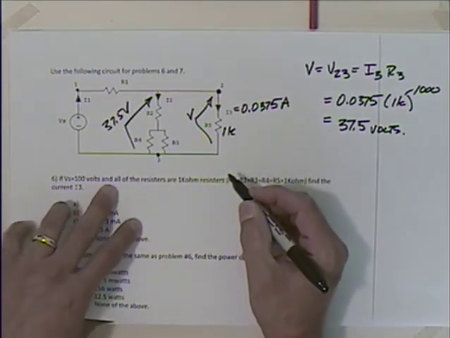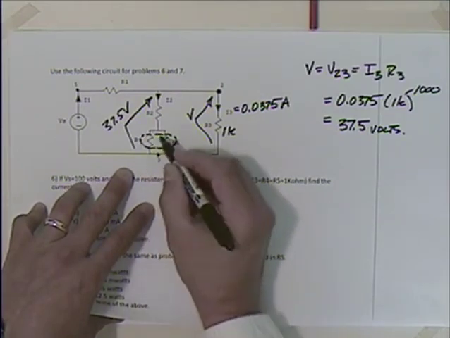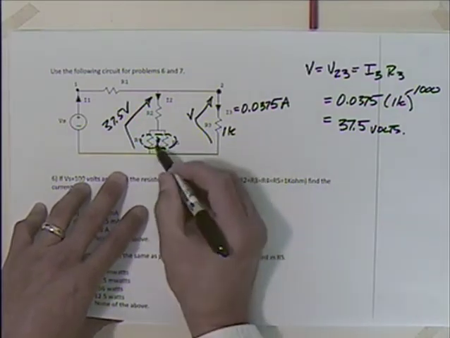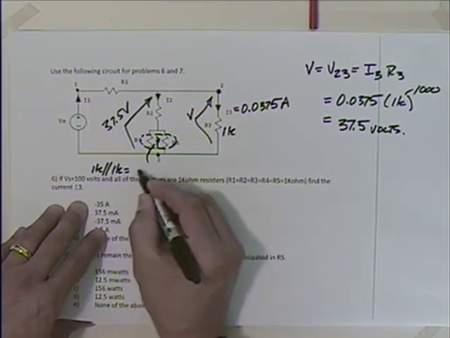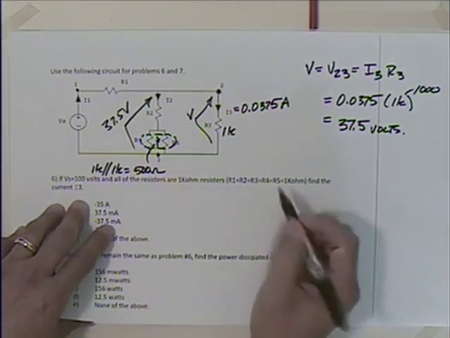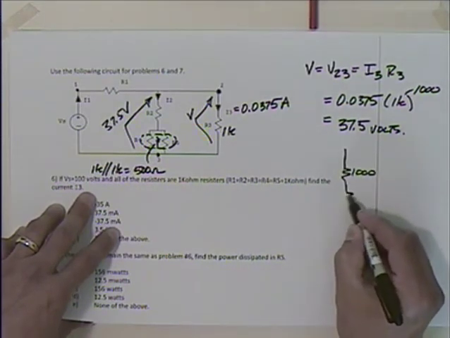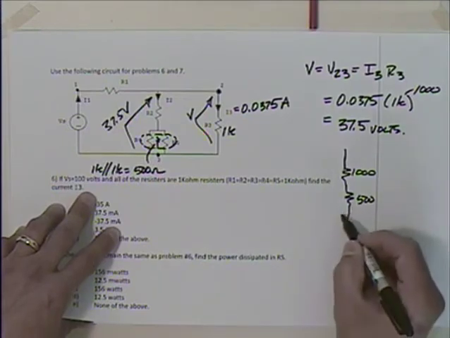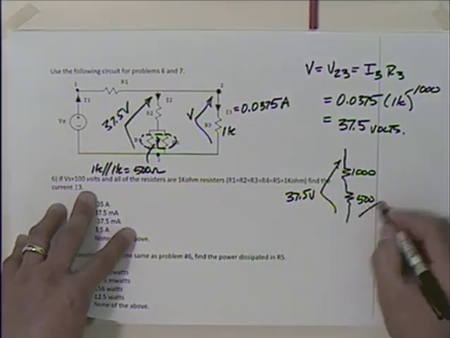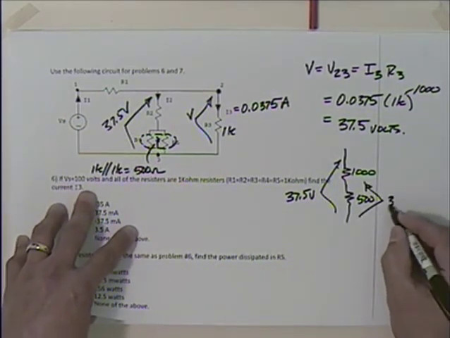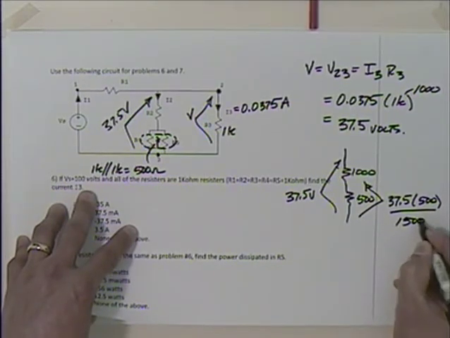So I could figure, if I wanted to, these two resistors essentially combine to what? We said that was one 500 ohm resistor, didn't we? 1K in parallel with 1K gives me 500 ohms. So I essentially have a situation where I have 1,000 and I have this 500 with 37.5 volts across there. Could I figure out the voltage here? Absolutely. Be 37.5 times 500 divided by 1,500. Voltage division.